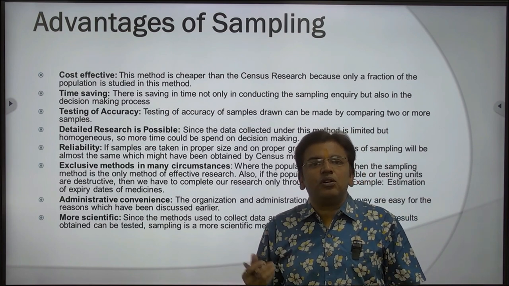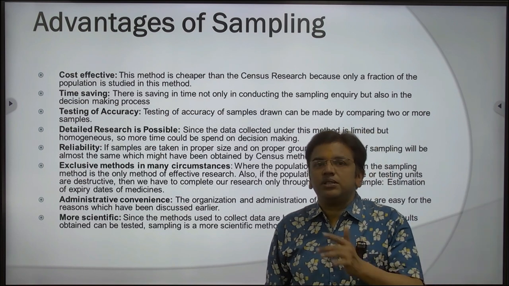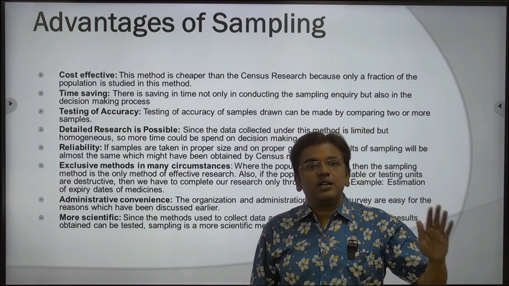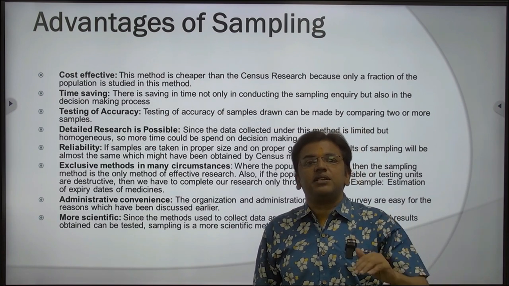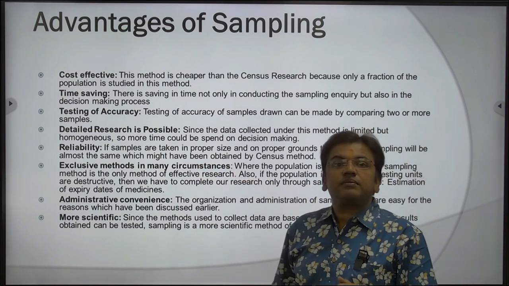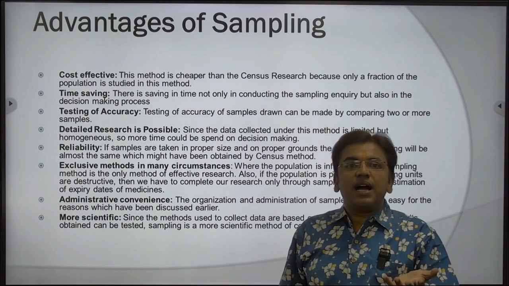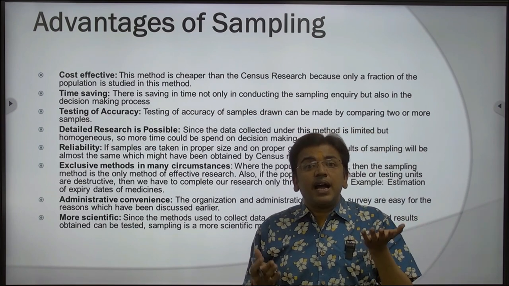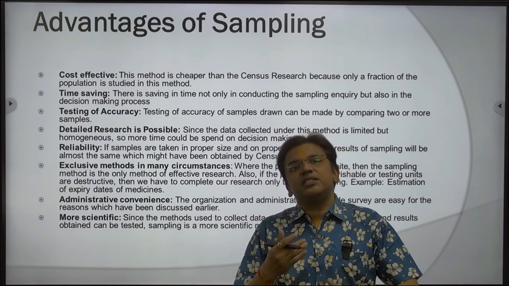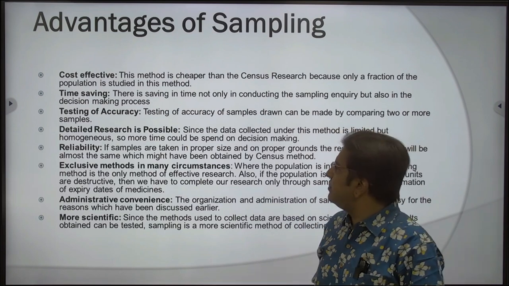Whether our sample is good or not, whether it is reliable or not, we used to conduct a test of reliability. And on the basis of the test of reliability, when our test is up to the mark, we used to say that our sample selection is proper. Detailed research is possible. If we collect a very good sample, means a sample which is highly representative of the whole universe, automatically whatever inferences we are going to draw are applicable to the whole population.